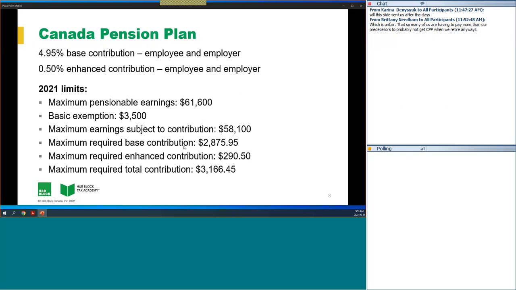They have a maximum. All of the numbers on the screen right now, you should not memorize except for one, which is the basic exemption. The basic exemption does not change. Remember that 3,500 number? That's an important number. That's this one here. All the rest of them change every year depending on inflation and indexing and things like that. Okay? Can someone tell me where you can find these numbers? If I want to know what these numbers are really, really quickly, where will I go?